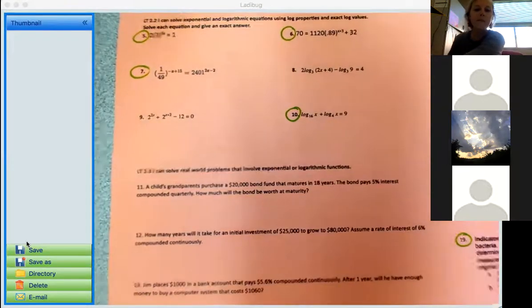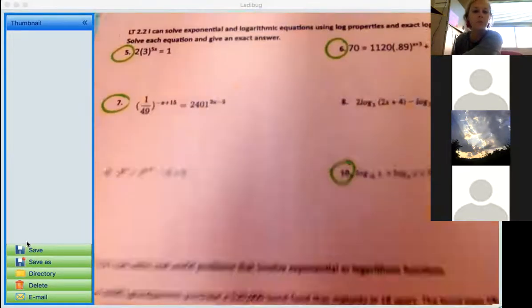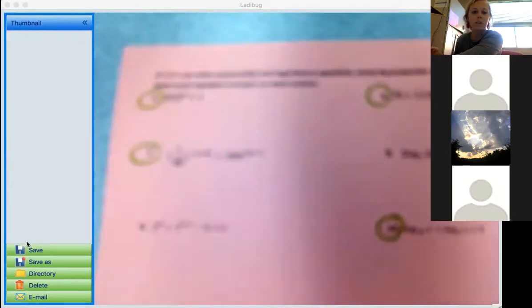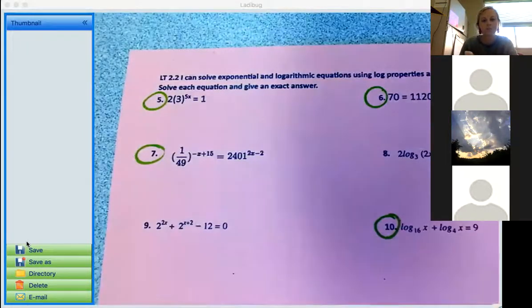So for number 5, I'm going to zoom this in really far. What kind of equation is this that they want us to solve? An exponential equation. Good. So remember, for an exponential equation, you are trying to do what? There are 2 things. What's the first thing we should always try with exponential?